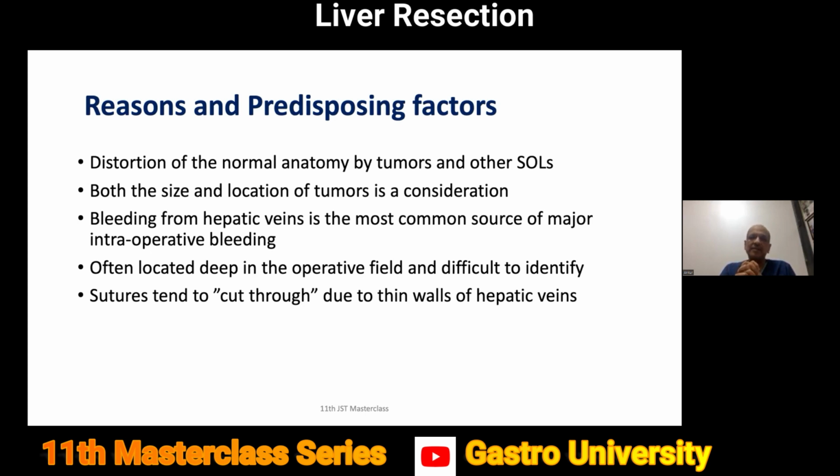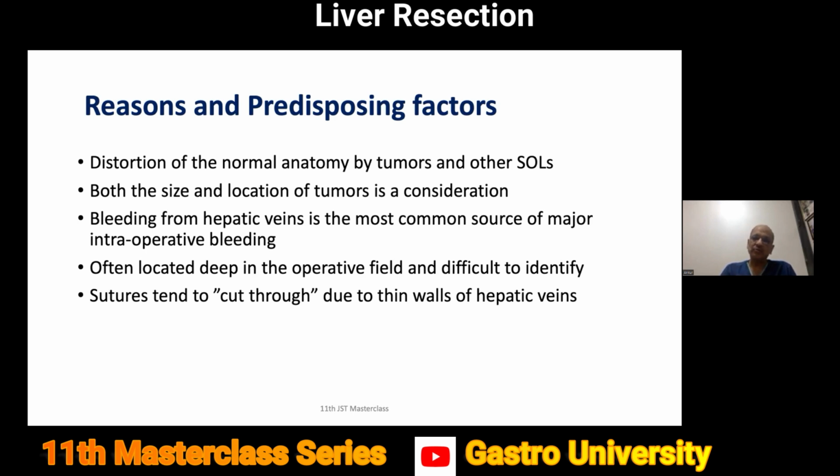Bleeding from hepatic veins in general is the most common source of intraoperative bleeding during liver surgery. And the simple reason is that these veins are encountered deep in the operative field, and once the bleeding occurs, the blood just keeps on welling, and it's difficult to identify the source of the bleed.